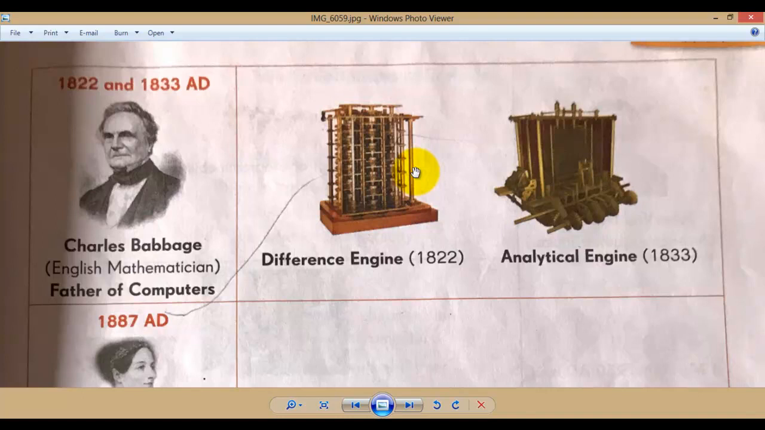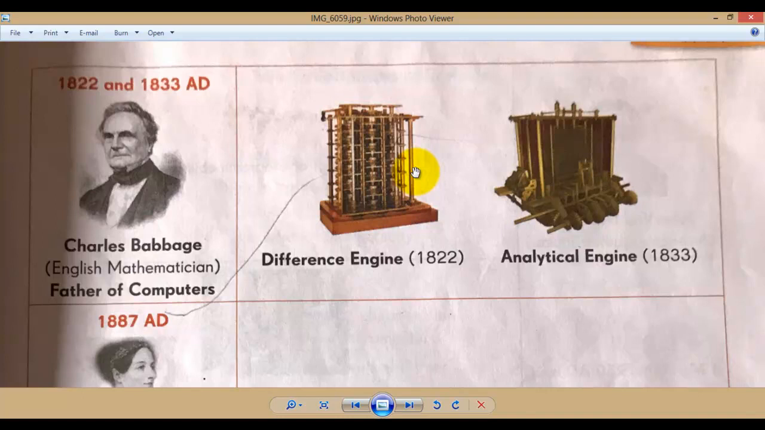So Charles Babbage is also known as the father of computer, who developed this difference engine, and he was working on developing another device called the analytical engine. But unfortunately, he could not finish this analytical engine. Later on, his colleague completed this analytical engine. So your homework is: how did Charles Babbage pass away? You can search it and tell me later on.